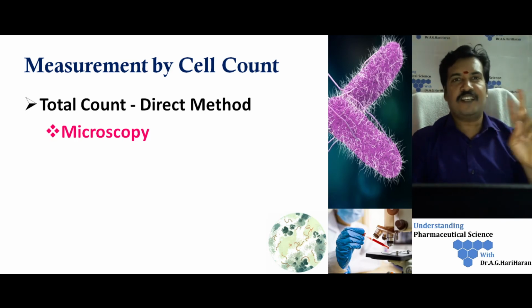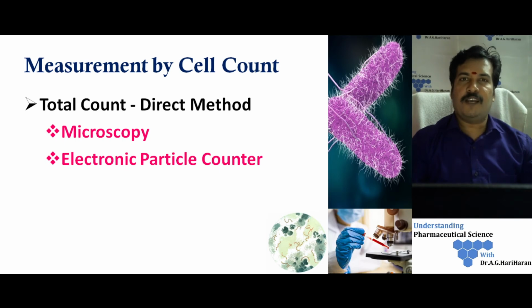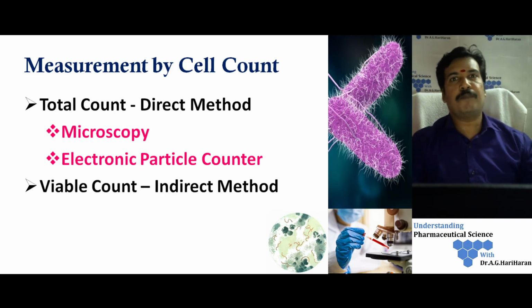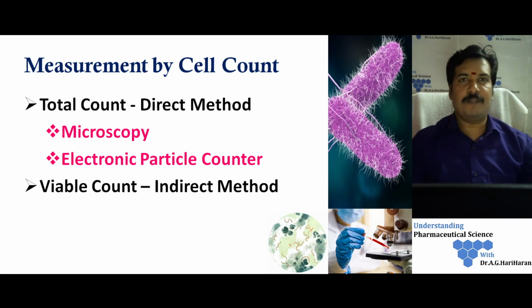This can generally be done in two ways, either with the help of a microscope, or with the help of an electronic particle counter, an automated machine. The second method is the viable count method. Viable means living cells. That means these cells can develop into a colony by dividing themselves. That's why they are also called colony forming units, the viable cells. It's an indirect method. Only the living cells can be estimated by this method.